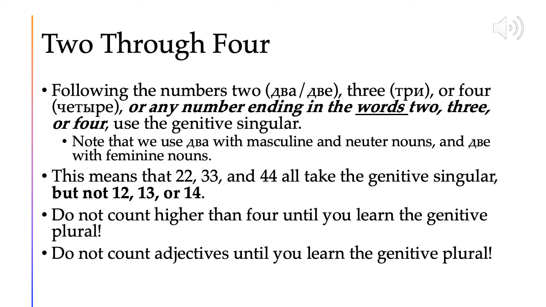You cannot count higher than 2, 3, or 4 at the moment. And you cannot count adjectives. Both of those require the genitive plural, so just hold off on those. But you can count nouns up to 4 at this point.